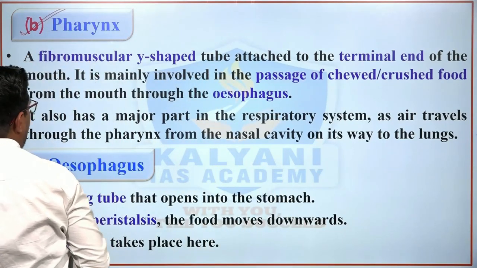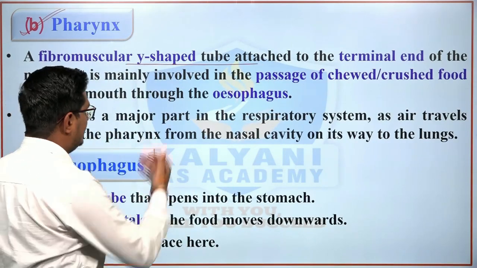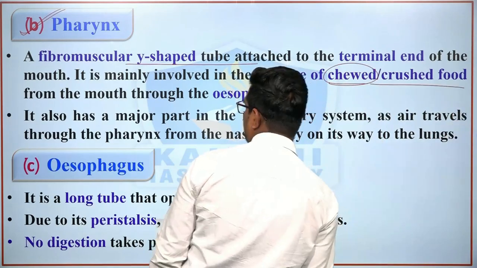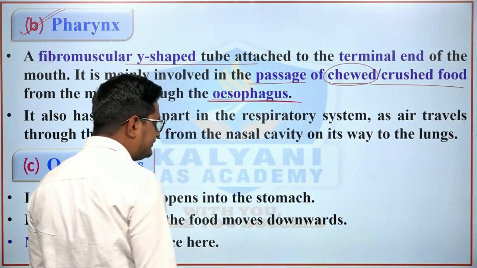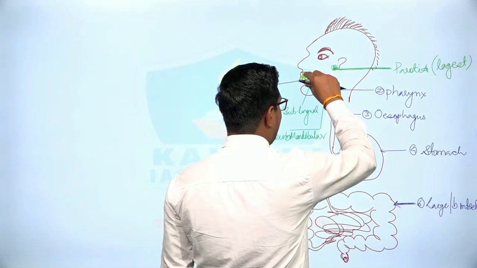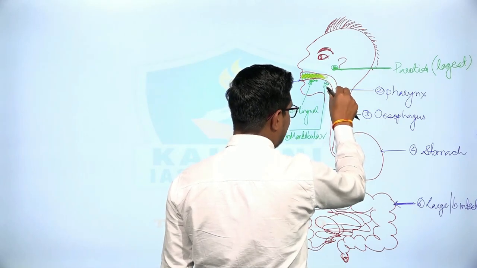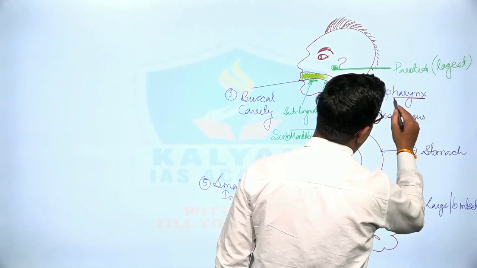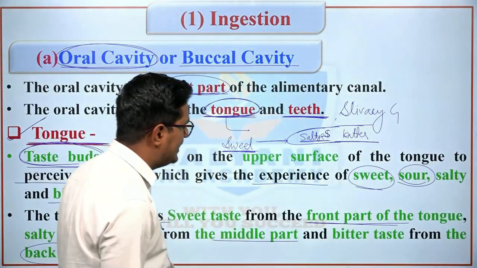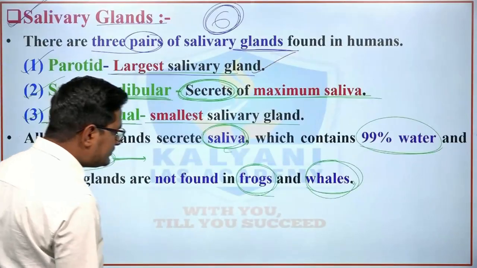See, the pharynx is a fibromuscular bi-shaped tube attached to the terminal end of the buccal cavity or mouth, right? It is mainly involved in the passage of chewed or crushed food from the mouth to the oesophagus, right? So here, at the terminal end of the mouth, there is a muscular portion of this alimentary canal which is known as the pharynx, right? And the pharynx passes the crushed food to the oesophagus. So this is the pharynx and this is the oesophagus, clear?